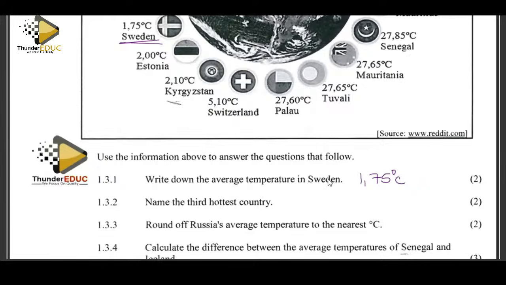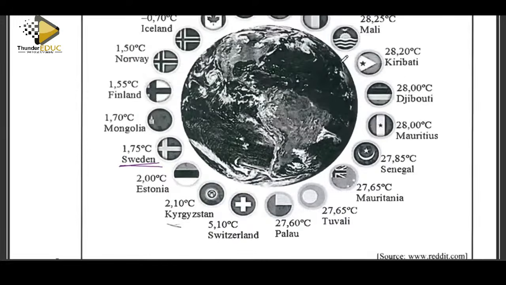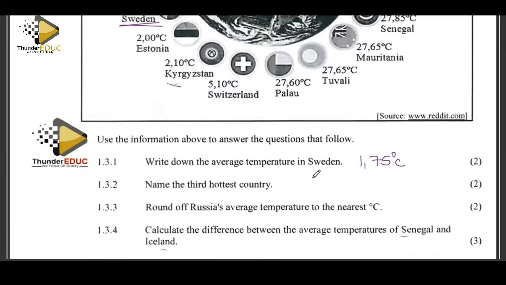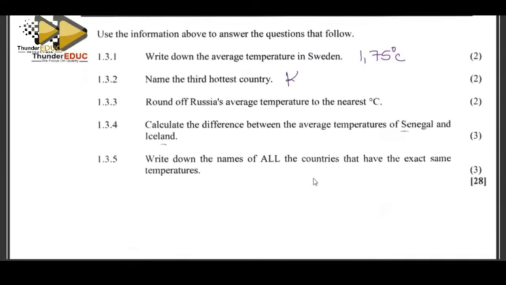Then name the third hottest country. The third. So now here, when you realize, okay, this is 27, but this is 28.29, we have 28.25, we have 28.2, we have 28. So the hottest. If this is 1, 2, then the third is going to be Kiribati. But they've not told us to mention the degrees. They just say the third hottest.